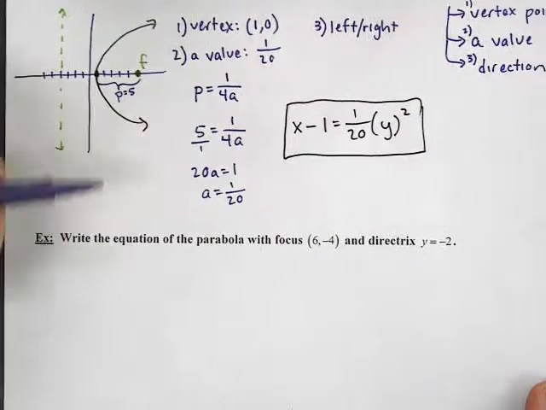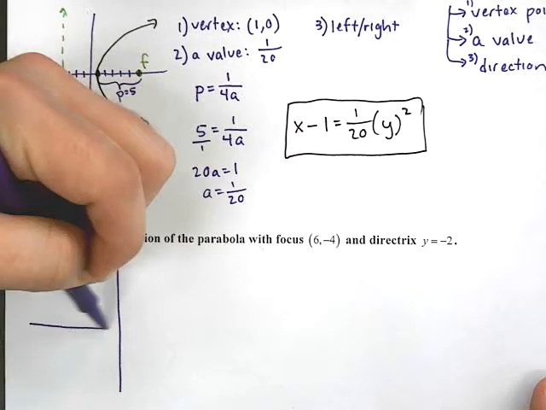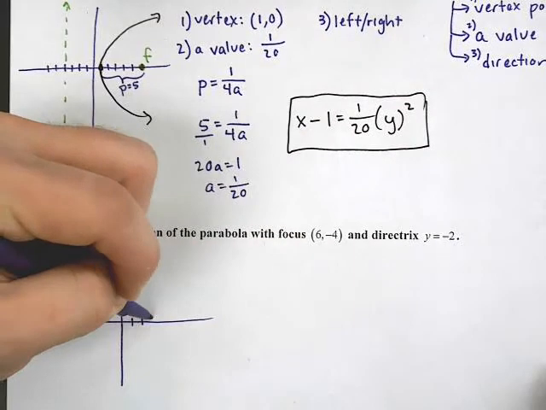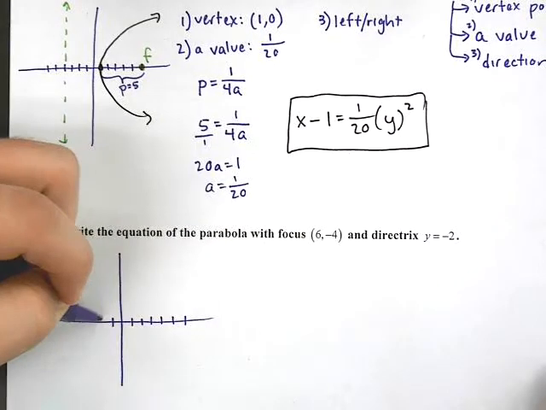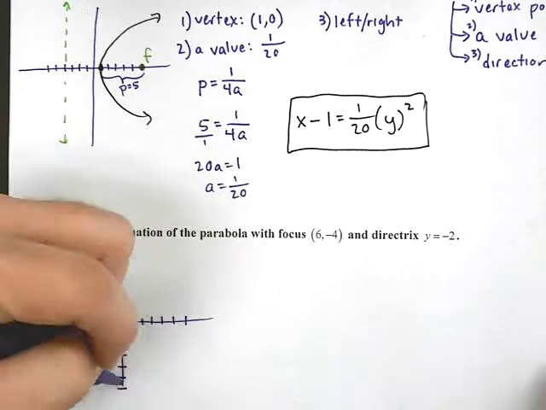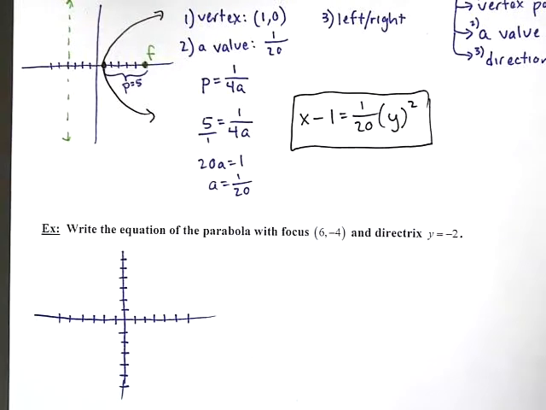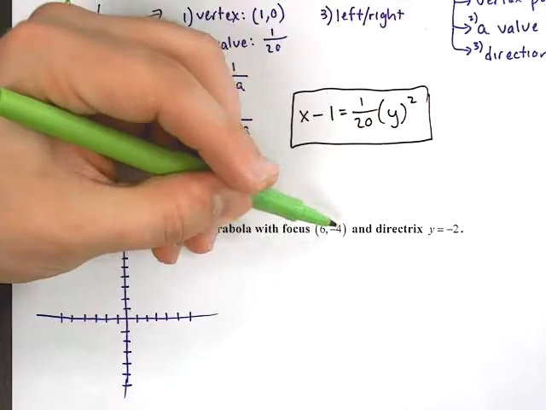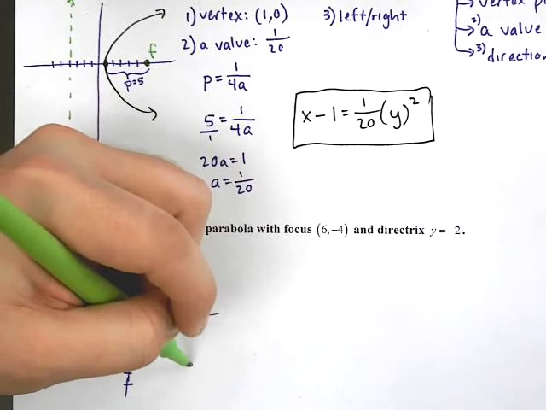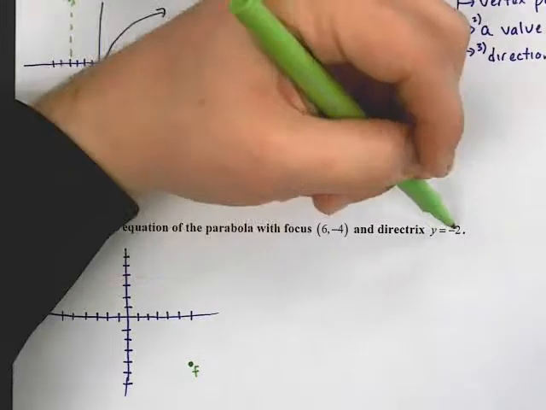Right there, we have a focus now and the directrix. Let's sketch as much as we can. 6, negative 4. Okay, so 1, 2, 3, 4, 5, 6, in each direction. All right, so let's see what's going on here. I have a focus at 6, negative 4. 6, and then 1, 2, so right here, down here, there's my focus. I also have the directrix already at y equals negative 2.